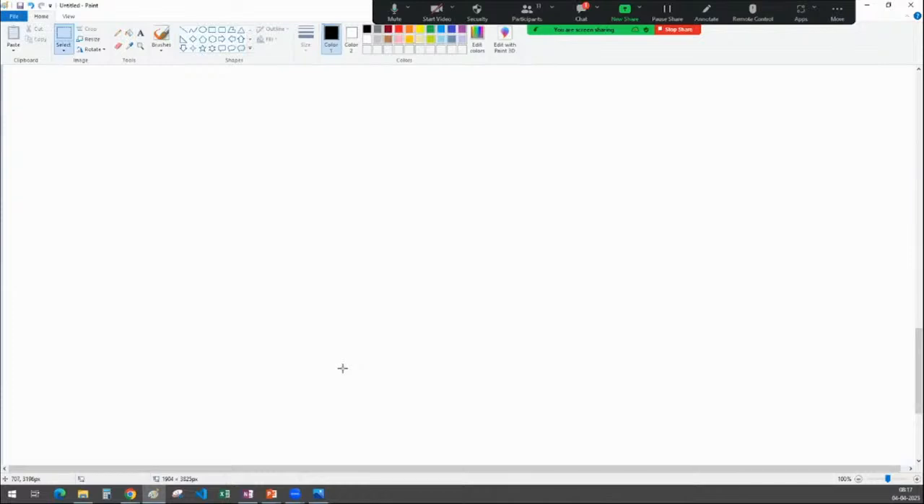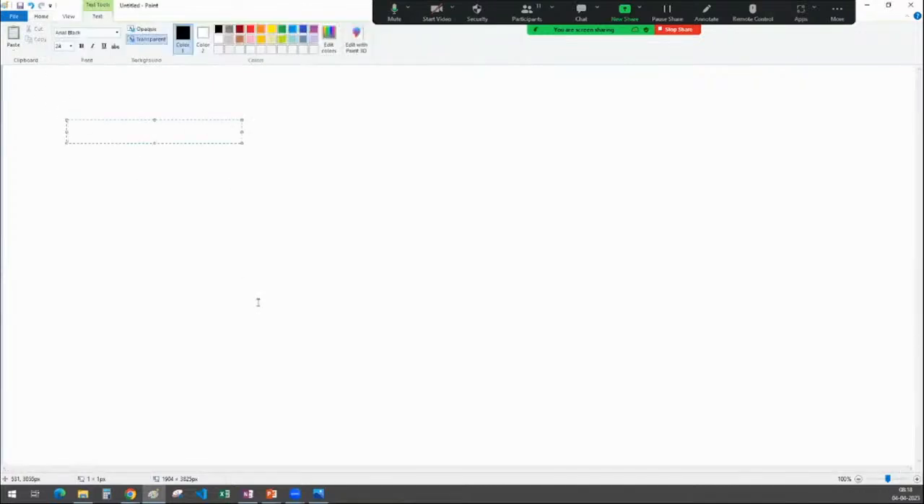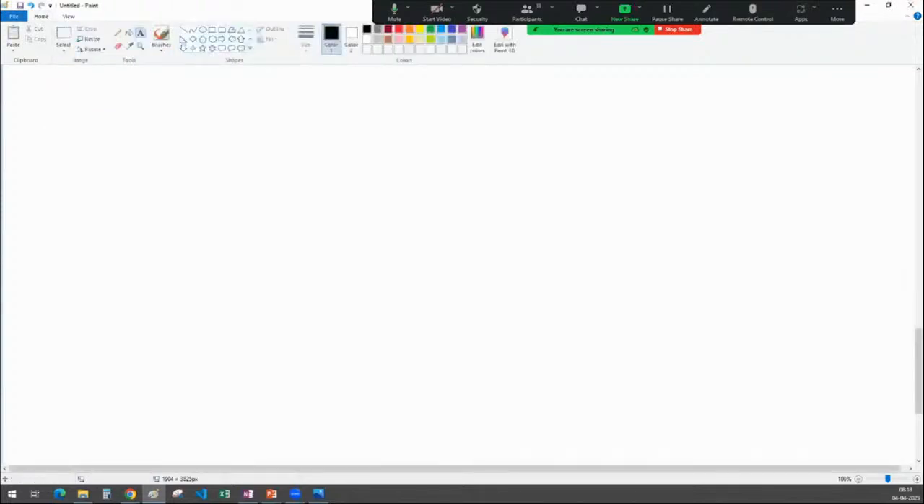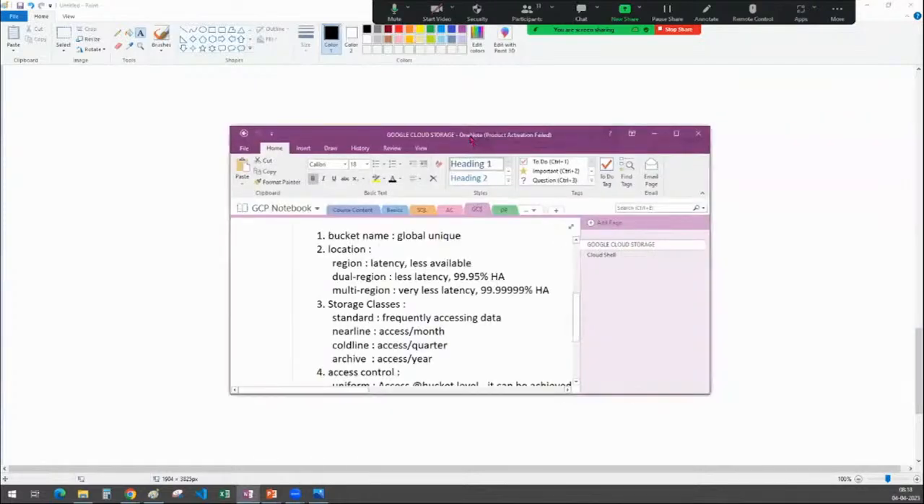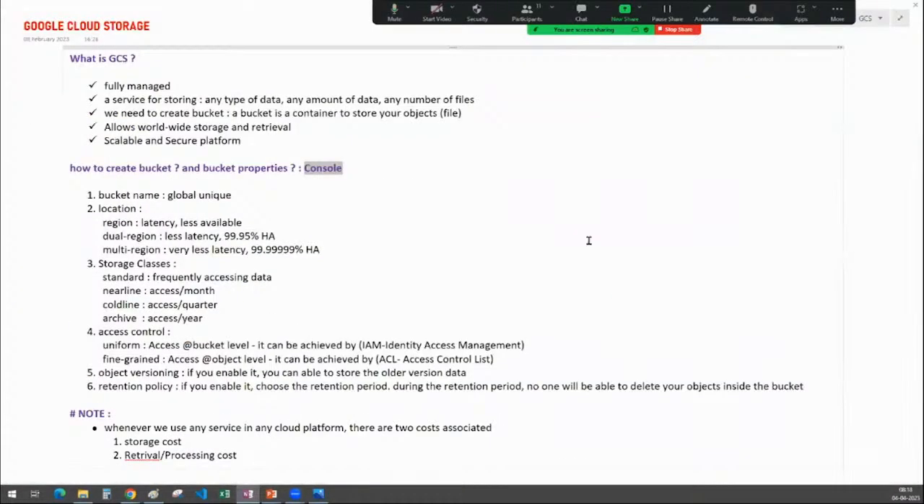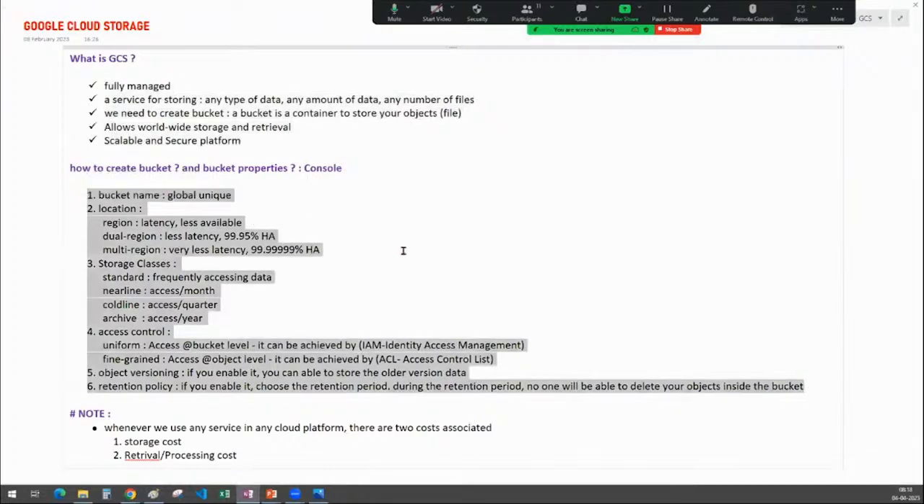Can we see it tomorrow or shall we see it today itself? Some people are asking for the slides. Slides I may not be sharing with you, but I will share the material. It is very robust, and you will see the material for Google Cloud Storage tomorrow. Today we have seen what Google Cloud Storage is, what a GCS is, how to create a bucket, all the high-level concepts.